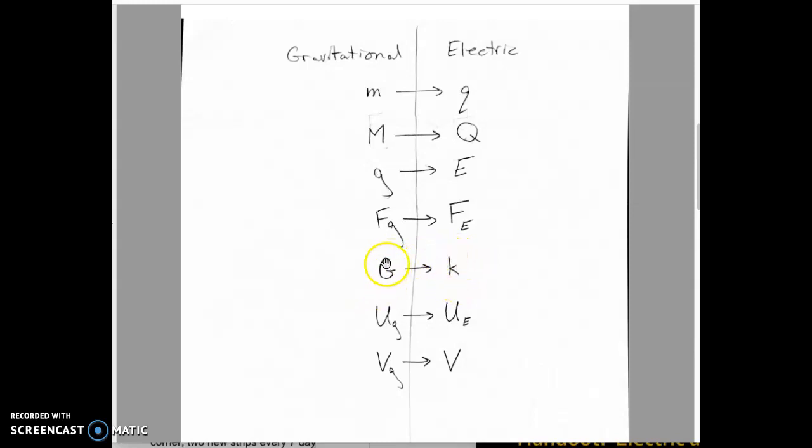By the way, this is really small and this is really big. That tells you something about how much stronger the electric force is. If you see gravitational potential energy, that's going to become electric potential energy. And if you see gravitational potential, which we haven't talked about before, but I'm making this analogy so you can see what it is, this is voltage.